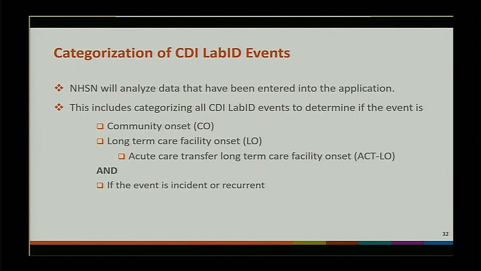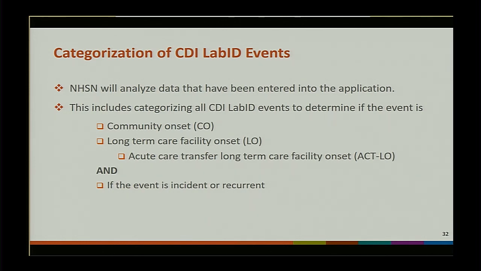I'm going to talk to you a little bit about the categorization. So NHSN will categorize all of your LabID events. You do not do this. You enter the events and then NHSN will look at the current admission date and the specimen collection date and will determine if that specimen is considered community onset or long-term care facility onset. If it's a long-term care facility onset, NHSN will look back to see if it's attributable to acute care transfer. And if so, it will be categorized as acute care transfer, long-term care facility onset, or ACT low. And then the application will also determine if the event is incident versus recurrent.